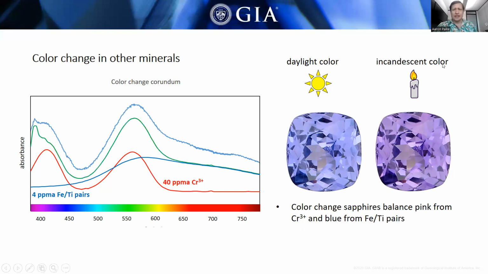So this sapphire had basically 4 parts per million iron titanium pairs and 40 parts per million chromium. And I can see the green spectrum here is the mathematical summation of those 2 chromophores based on the chemistry. We can get a pretty good fit to the absorption spectrum of this sapphire, meaning that this color change we're seeing is very well explained by the presence of these 2 chromophores.